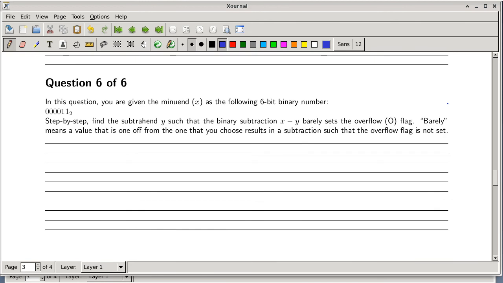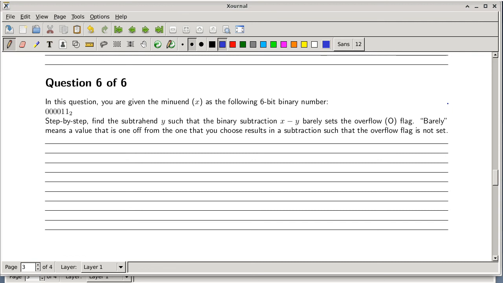Number 6. In this question, you are given the minuend x as the following 6-bit number, 000011. Step by step, find the subtrahend y such that the binary subtraction x minus y barely sets the overflow flag. And then I define what is barely. Barely means a value that is one off from the one that you choose in the subtraction such that the overflow flag is not set. Okay, is that understood?